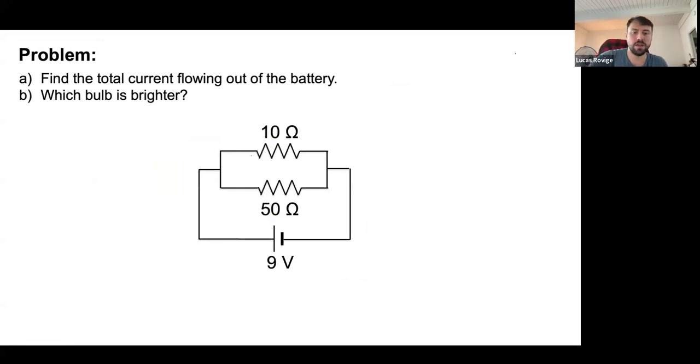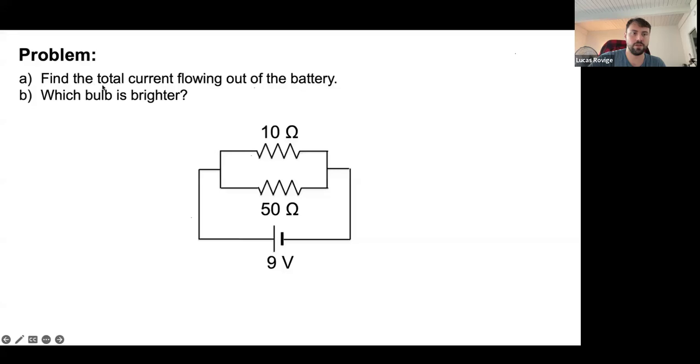So let's look at an example to apply those principles. First, let's try to find the total current flowing out of the battery. We have a battery, and it's connected to two resistors that are in parallel. And then let's see which bulb is brighter.